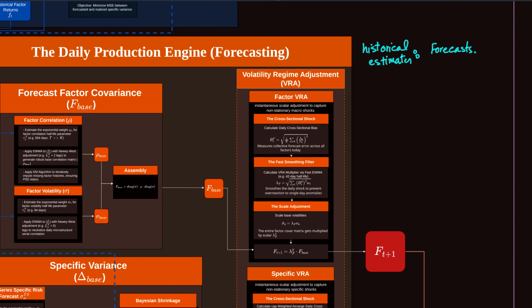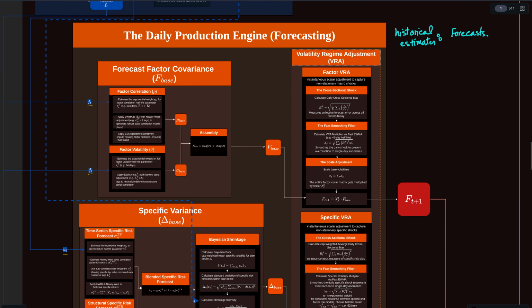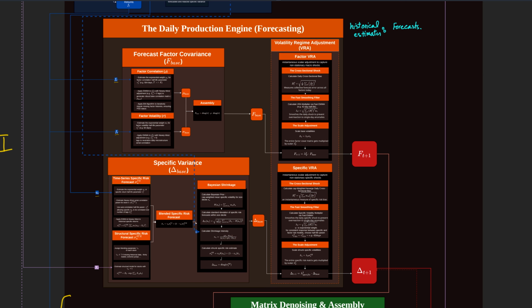Now, notice that inside the production engine, the architecture immediately separates into 2 independent tracks. The upper lane models the factor covariance matrix, which is a K by K factor level matrix called F, uppercase F, while the lower lane independently forecasts the asset level N by N diagonal specific variance matrix, delta.